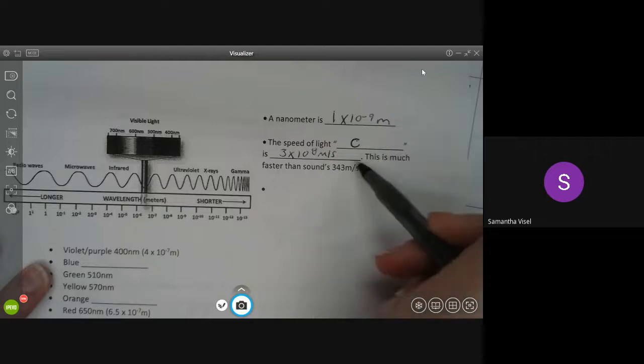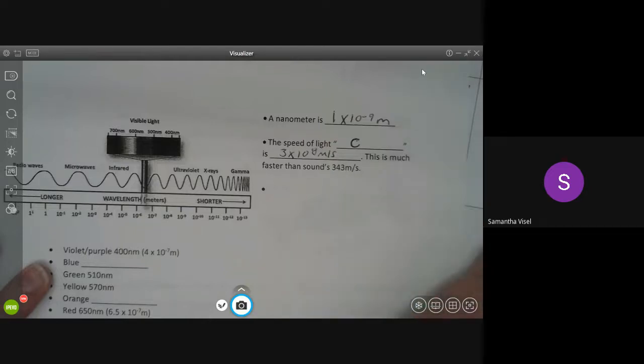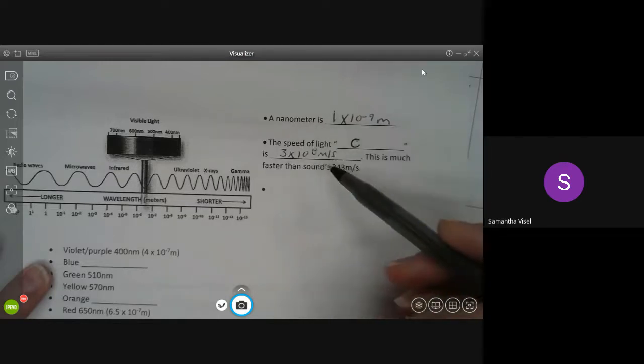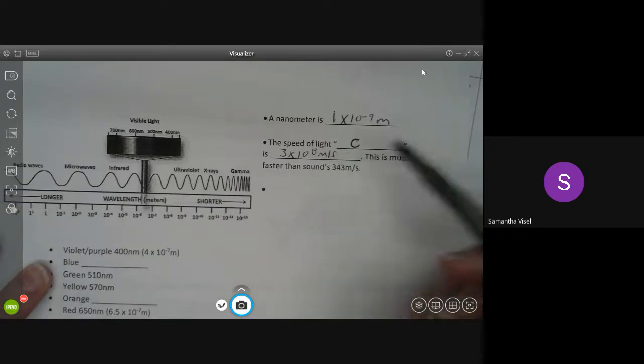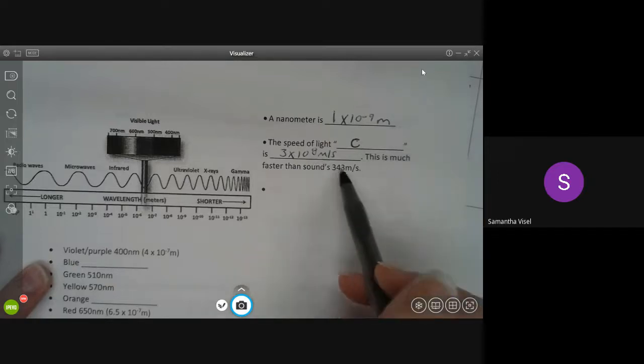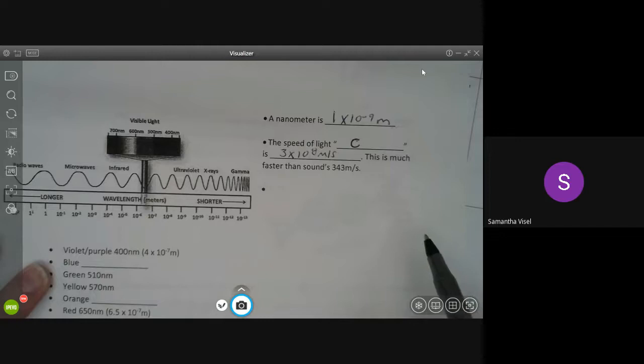So this is much faster than how fast sound travels through air. Sound only travels at 343 meters per second. To give you an idea how fast the speed of light is in miles, it's over 186,000 miles a second, not even miles per hour. If we're going into miles per hour, it's over 6 million miles per hour. So very incredibly fast. Comparing speed of light to sound.